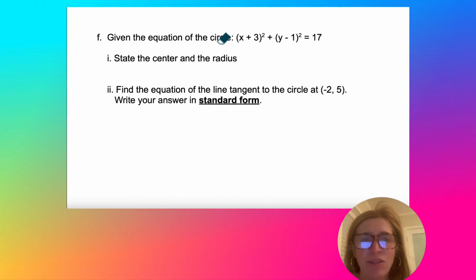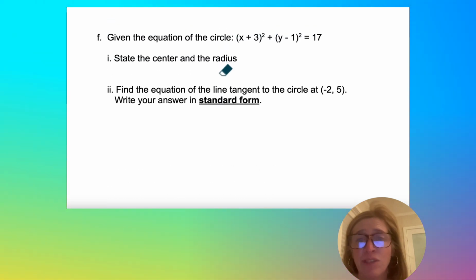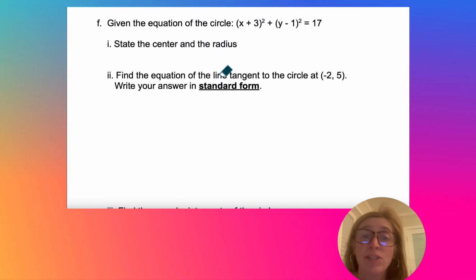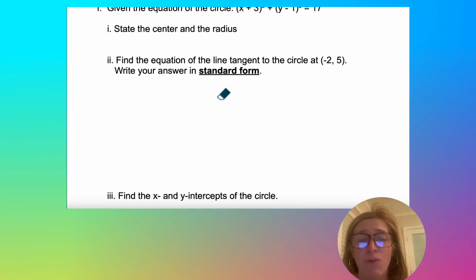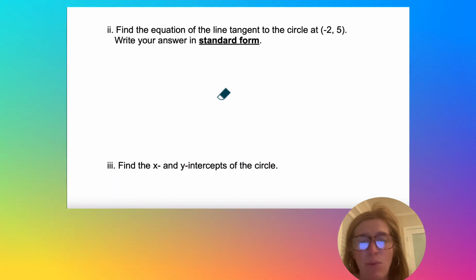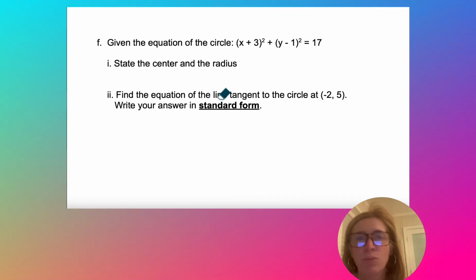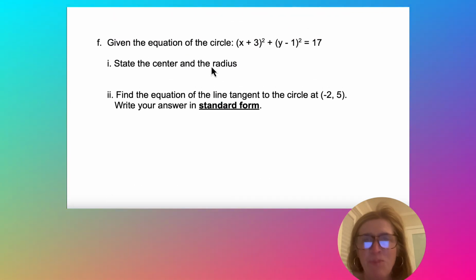It asks you to state the center and the radius of the circle equation, find the equation of the line tangent to the circle at a given point, write your answer in standard form, and then find the x and y intercepts of the circle. So it's really an all-encompassing question with a lot of stuff to do.